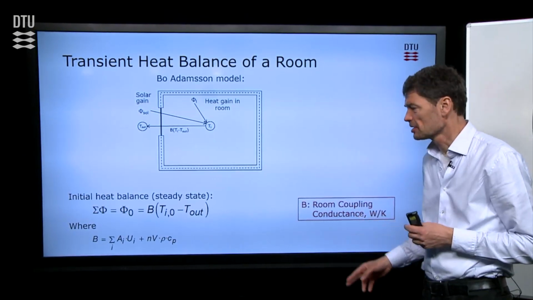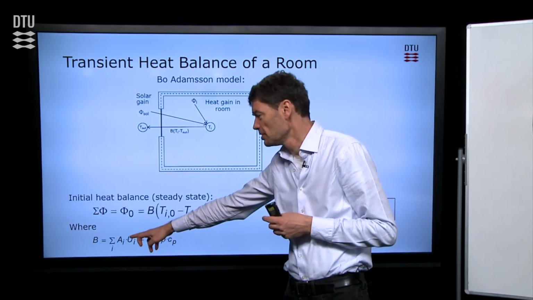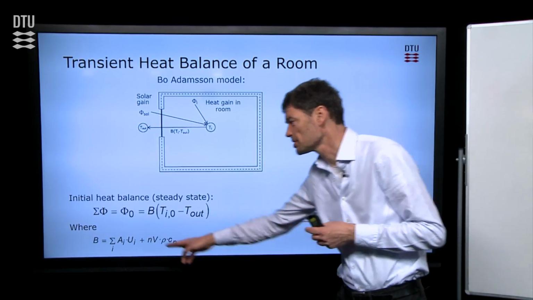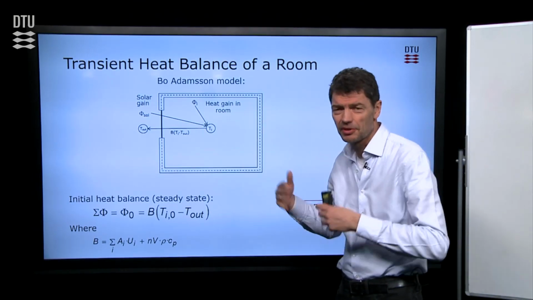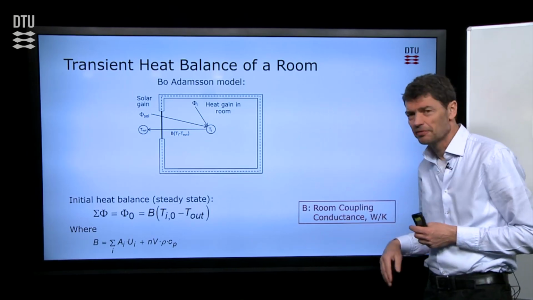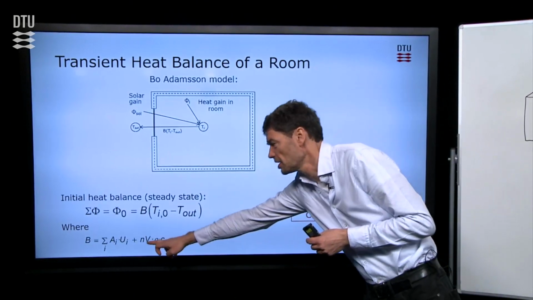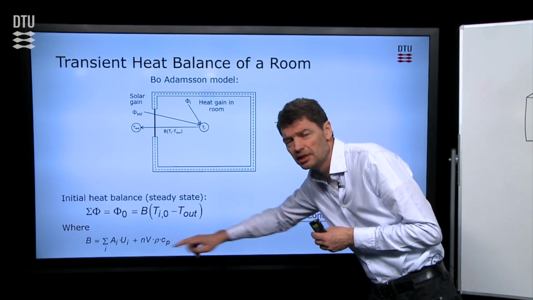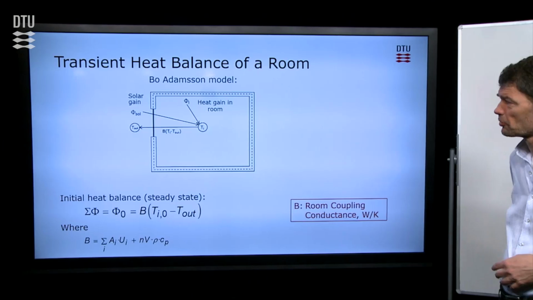The room coupling conductance, we can see, comes from heat transmission through the walls, where we multiply the area and the U values for all walls and sum them up. And also, we have heat transmission because of the ventilation heat loss, which we calculate as the contribution for ventilation to the room coupling conductance by the last term here: air change, volume, density, and heat capacity of the air. That's all that we have.